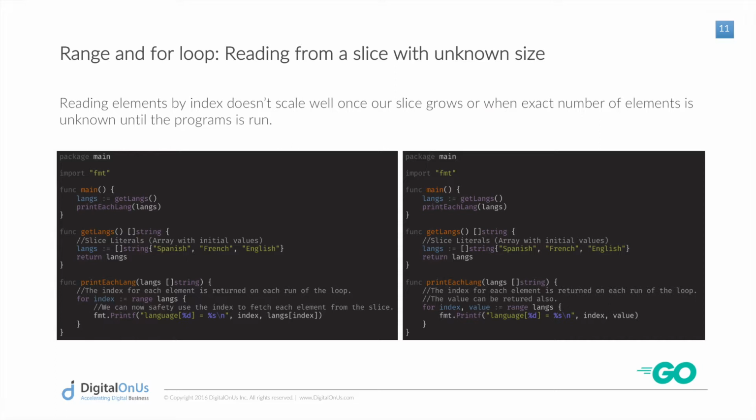Reading elements by index doesn't scale well once our slice grows, or when the exact number of elements is unknown until the program is run. For that, we can use the built-in function range that returns the index and value for each element on each iteration of the loop. The example on the left uses range to get the index, which is then used to access a certain element on the slice by index. The example on the right uses range to get an index and value and then prints both to the console.